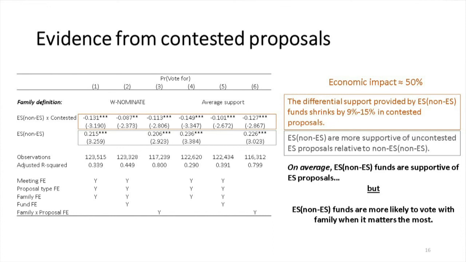Now, what happens when the proposal is contested? Well, this differential support drops by a very large amount, actually, right? So this 20% minus the 13% means that about 50% of this higher support provided by ES funds is not actually there when the proposal is contested. Okay, I need to run a bit because I think I'm running out of time.